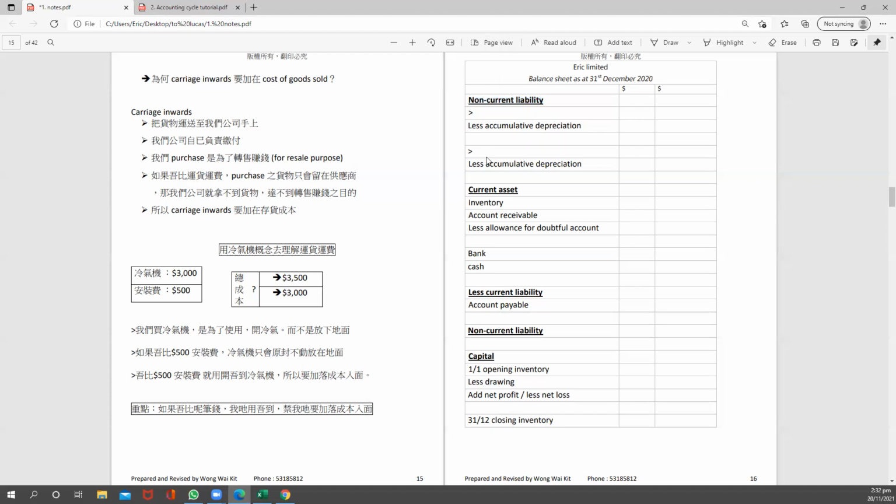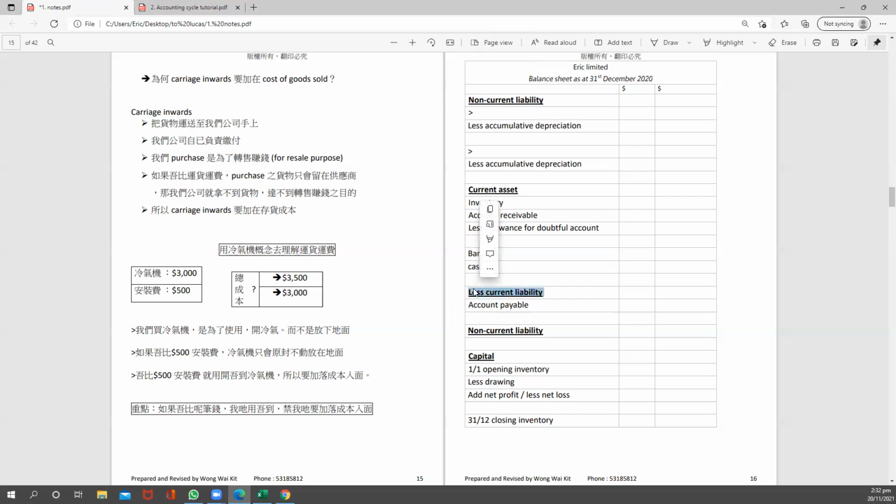Usually you will find there are only 2 items for the non-current assets. The first one is the motor vehicle, and the second one is the office equipment. How come office furniture is really hard to sell? Because no one will buy your old one. If you have an old one, why would I buy it? I'll just buy a new one. So it's really hard to convert into cash. So that is the long-term asset.